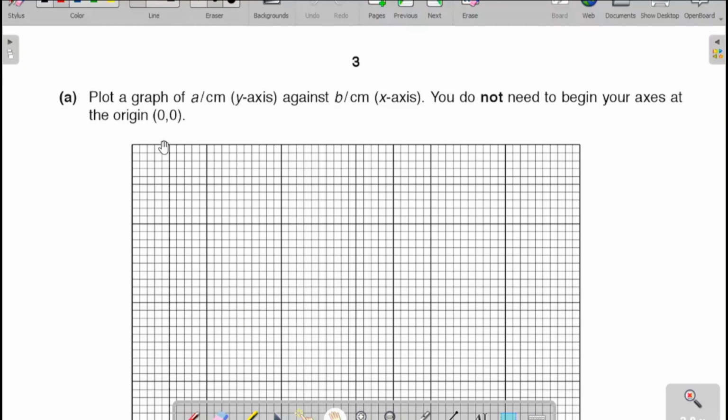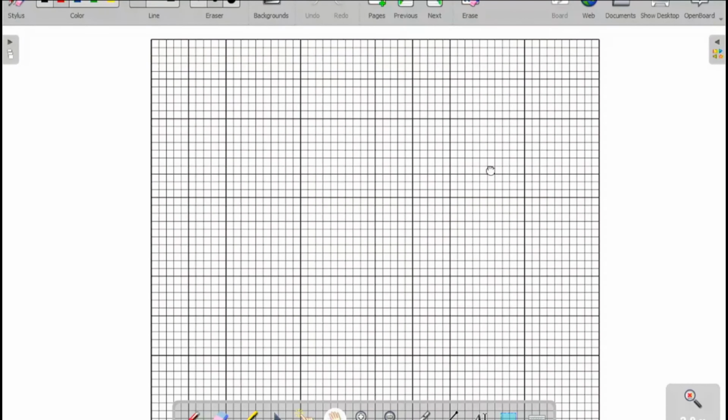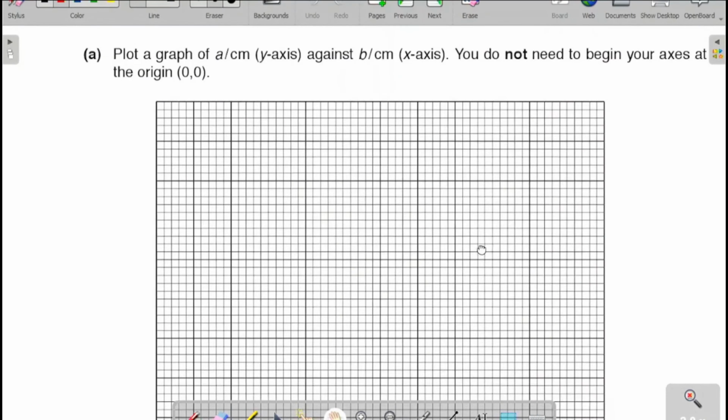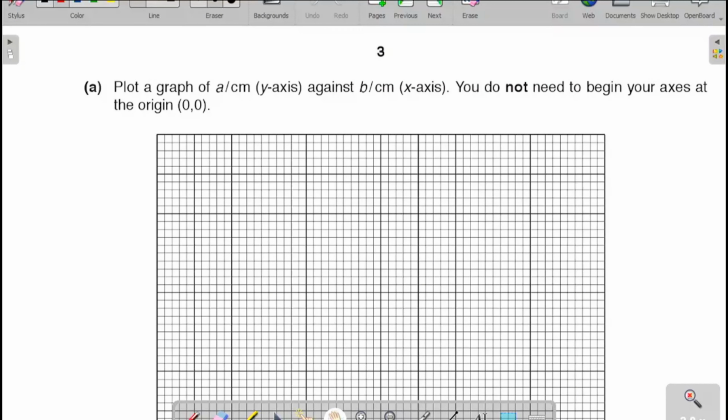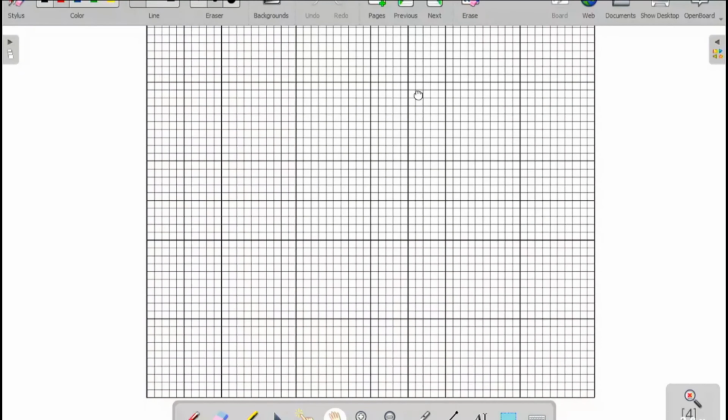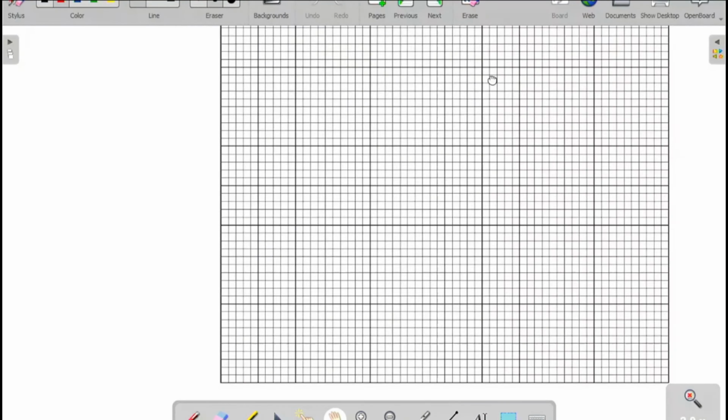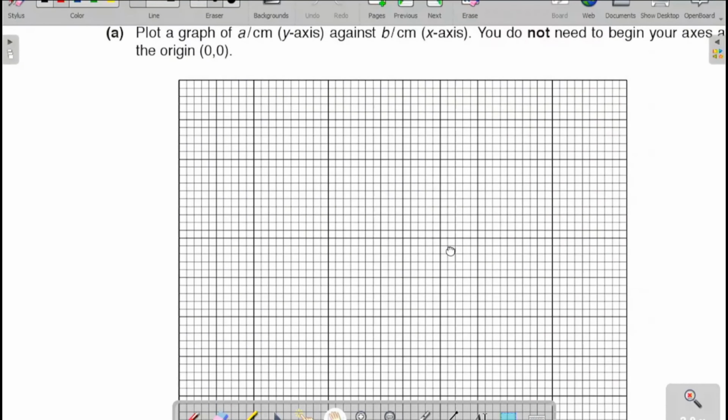This is the question. Plot a graph of A in cm on the y-axis against B in cm on the x-axis. You do not need to begin your axis at the origin 0, 0. When you hear something like that, it means when you are choosing your scale, you don't need to start your scale from 0. So we are going to look at the table and see how we are going to plot our graph.